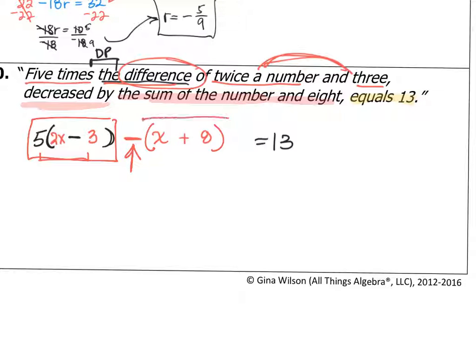decreased by this value. Now what I would like you to do, now that we've translated, is pause the video and solve. Notice how you have 2 counts of distributive property. Make sure that you distribute, combine like terms, and solve for x.